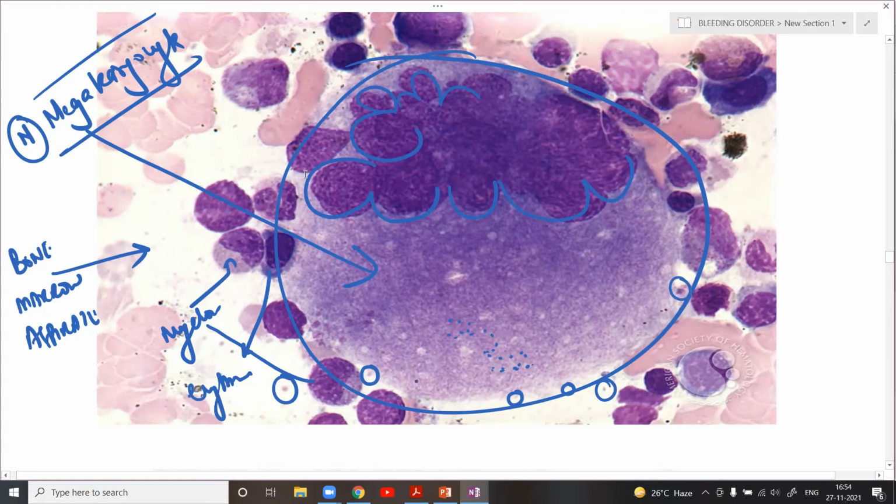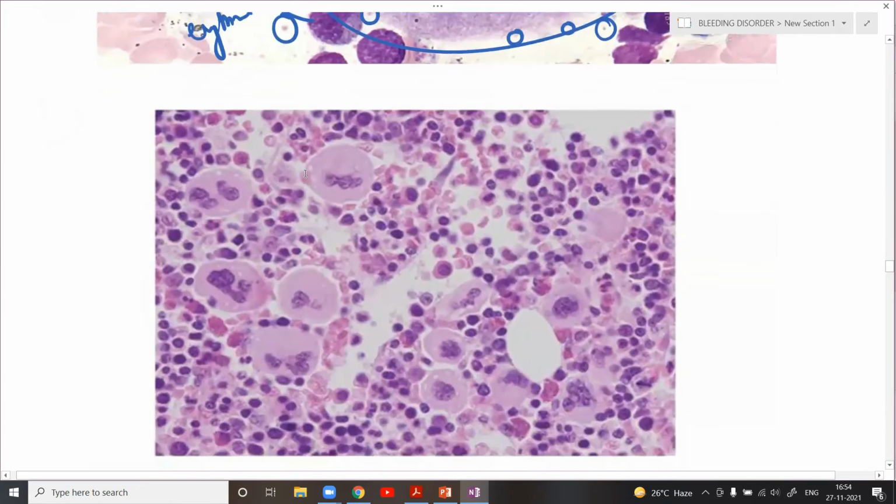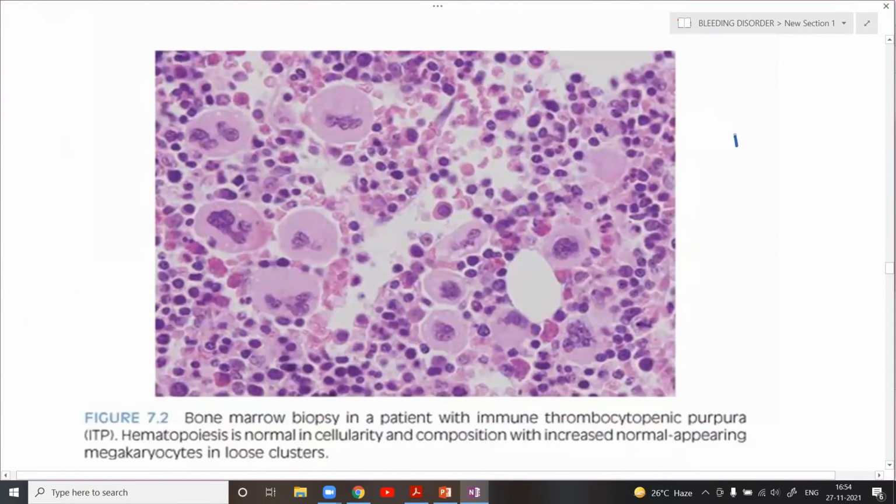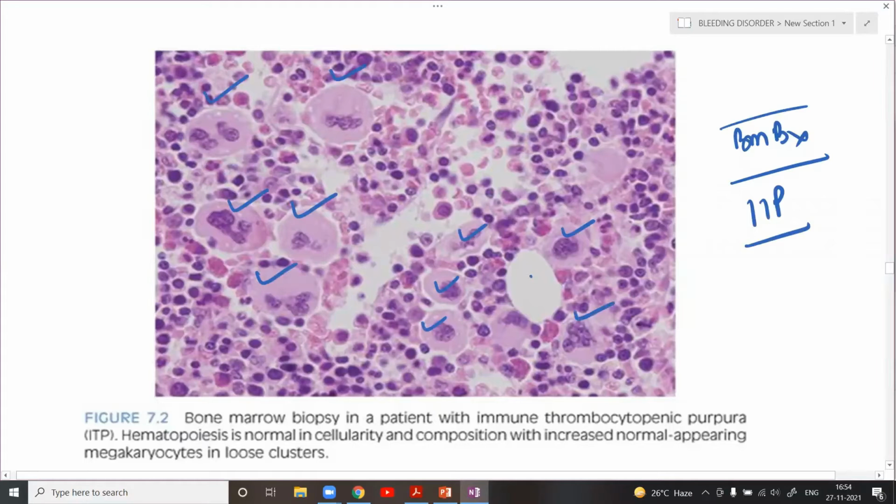Why have I told you so many things over here? So that the next thing becomes clear to you. Okay. Now, this is a bone marrow biopsy taken from a patient of ITP. What do you see? What do you understand from here? In one picture, what are these structures which are marked? Megakaryocytes. So there is an increased amount of megakaryocytes.